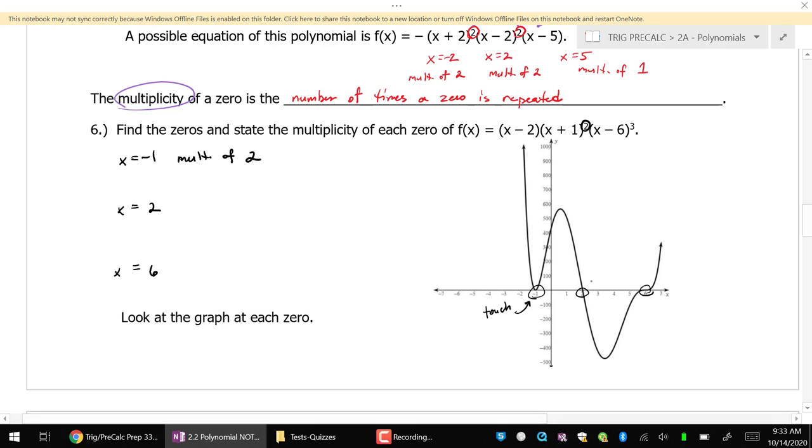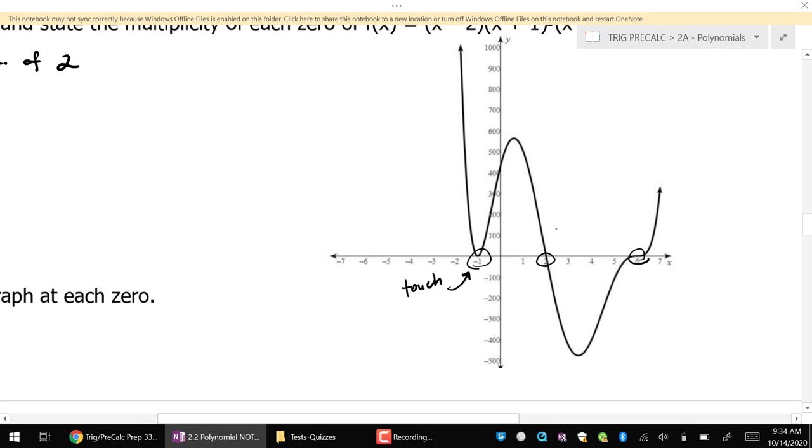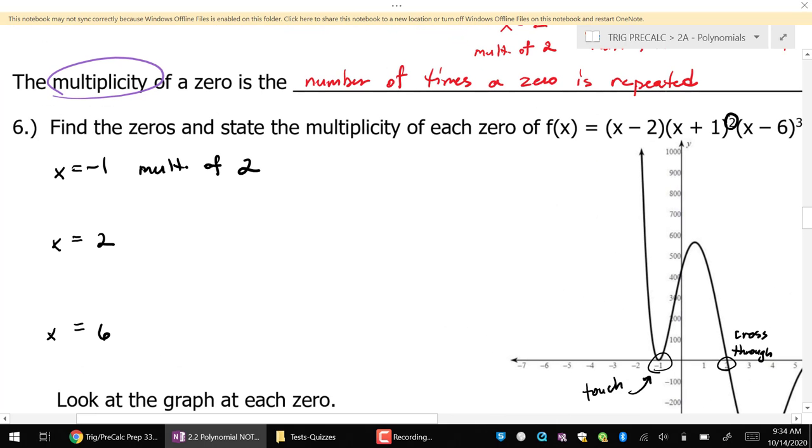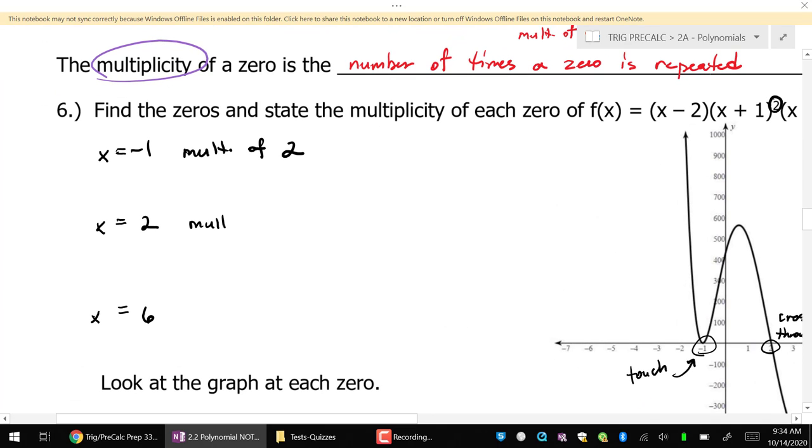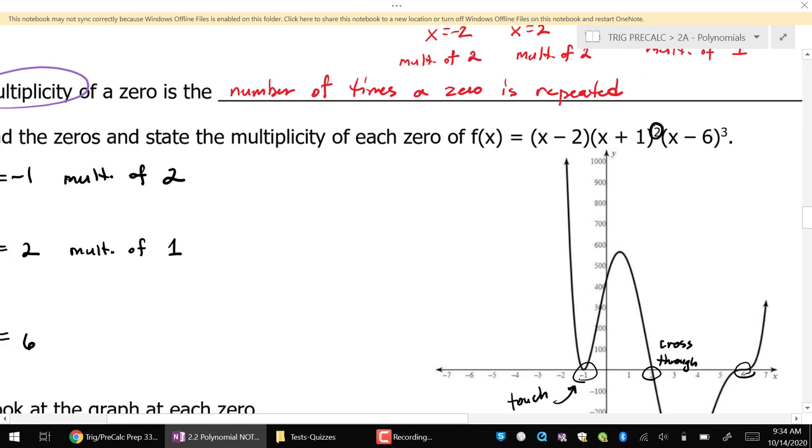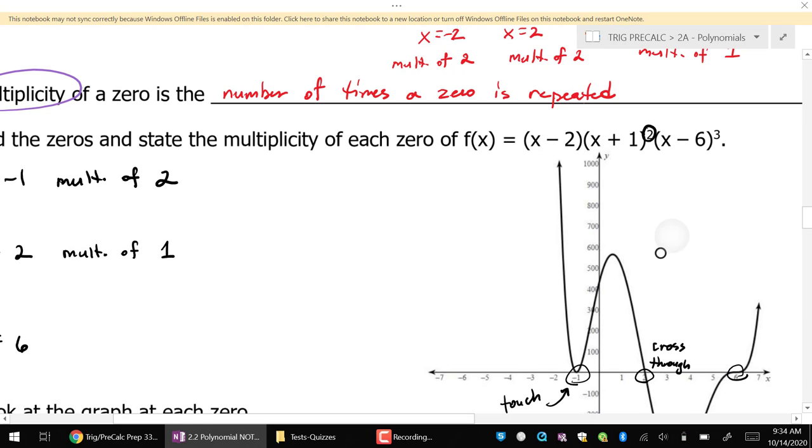x equals 2. That's a complete cross through. It crosses through the x-axis right there at x equals 2. It slashes through. It doesn't just kind of gently rest upon it and swoop away, but it slices right through the x-axis. And when that happens, we have a multiplicity of 1. If I go back to my function, the 0 of 2 right here just has a power of 1. So there's my multiplicity of 1.